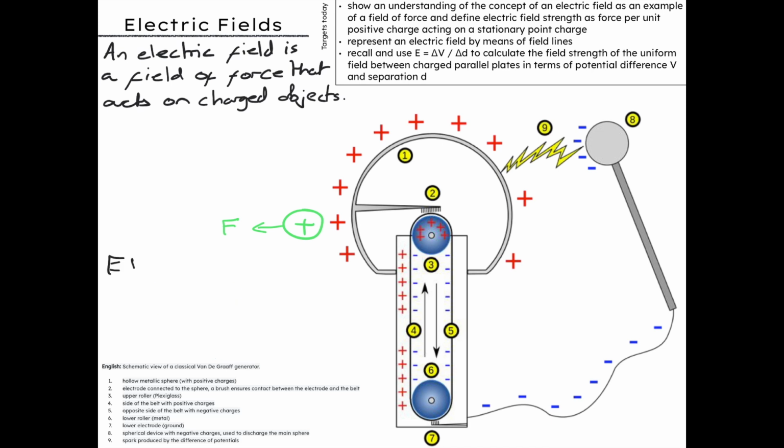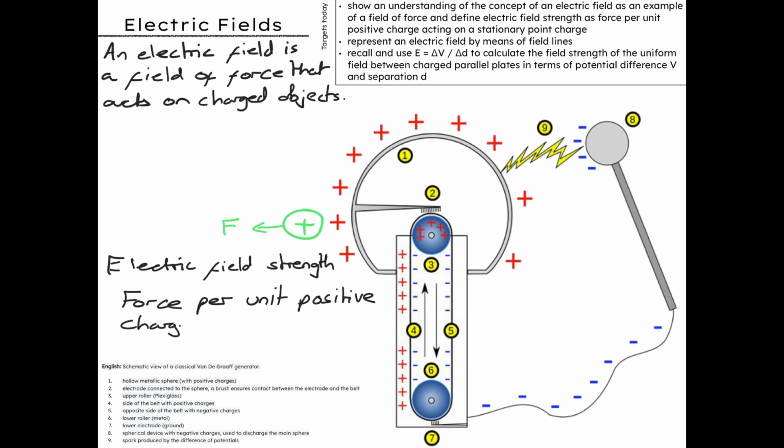The electric field strength is defined as the force per unit positive charge acting on a stationary point charge. Mathematically, that's E equals F over Q, but be very, very careful. That equation does not explicitly mention that the charge is positive or that it's stationary. So that's the definition, but it's not always that useful.